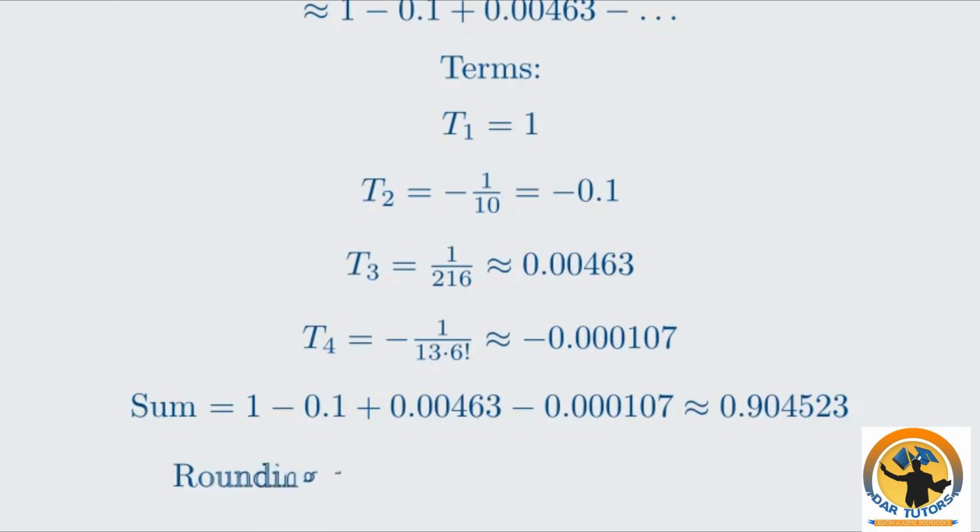Summing the first four terms, we get 1 minus 0.1 plus 0.0463 minus 0.007, which is approximately 0.904523. Rounding to 4 decimal places, our estimate is 0.904. This method allows us to find accurate approximations for integrals that are otherwise impossible to solve analytically.